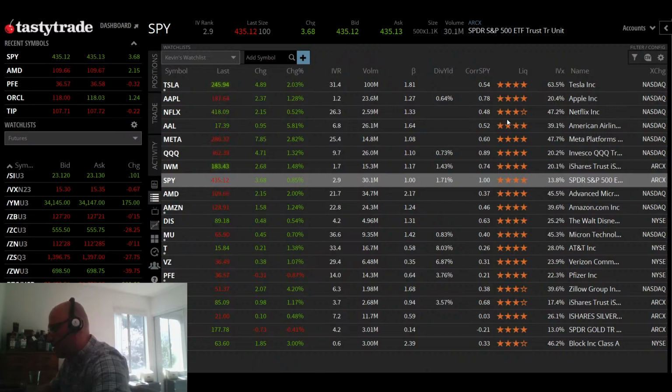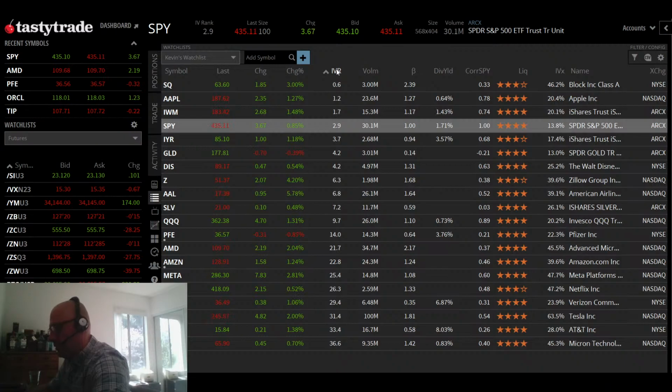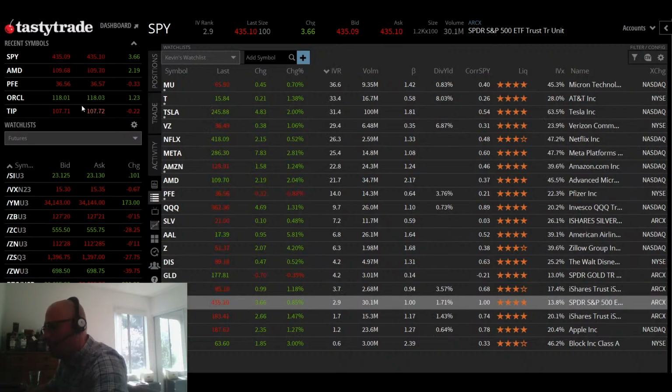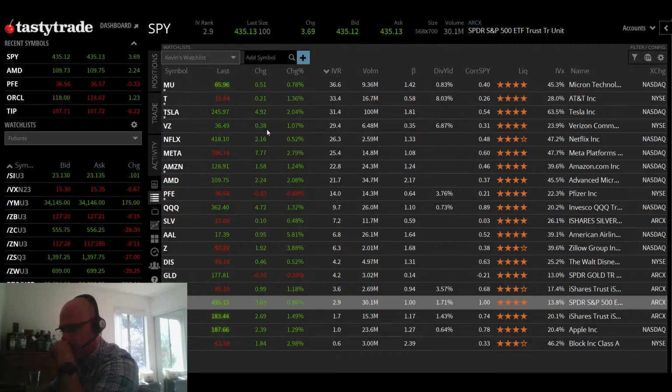So I just want to sort these based on IVR. So here, that's from low to high. Here's from high to low. So Micron, which I have a position in already, is high. AT&T is high. Tesla is high. I have positions in all of these. Verizon, I don't have in this account, but I do have it in another account. Amazon, I have a position in. AMD, I do not. So here's a possibility.